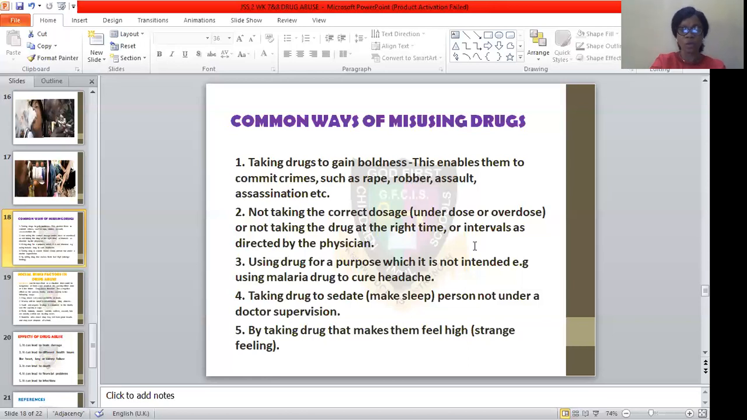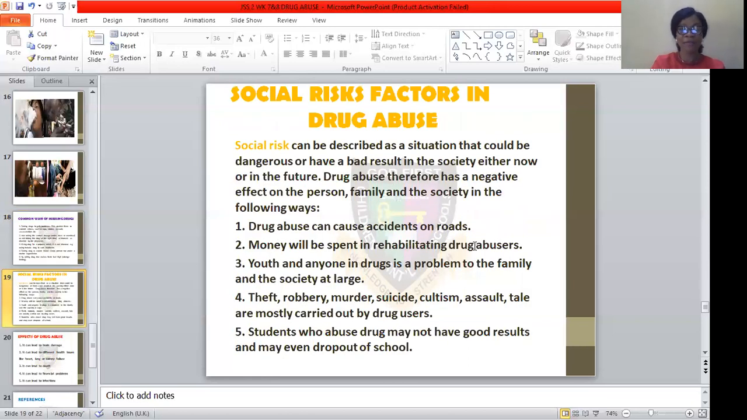What are the effects of drugs? So what are the social risk factors involved in drug abuse? We have so many factors that have to do with our social life when we use drugs. Social risk factors can be described as a situation that could be dangerous or have a bad result in the society, either now or in the nearest future. Drug abuse, therefore, has a negative effect on the person, the family, and the society at large in the following ways. 1, drug abuse can cause accidents on the road.